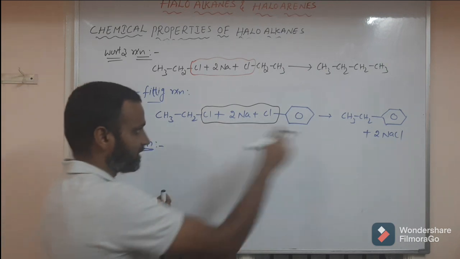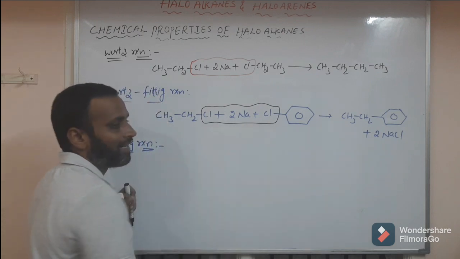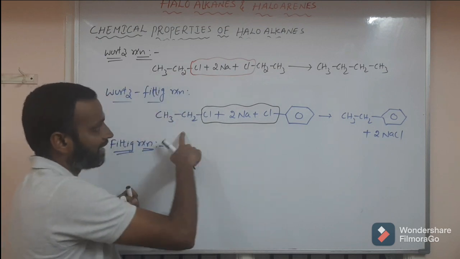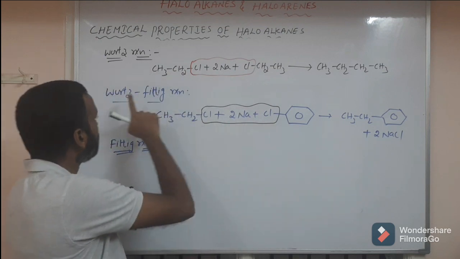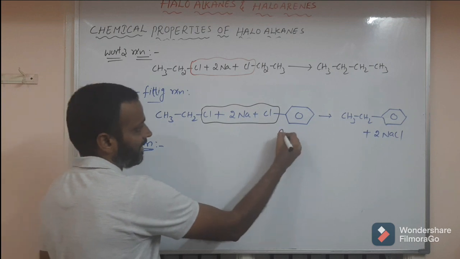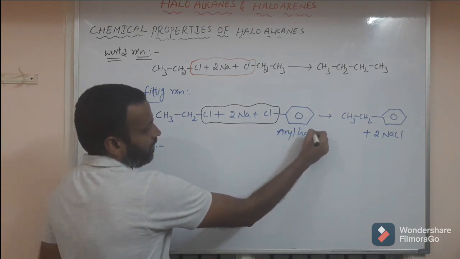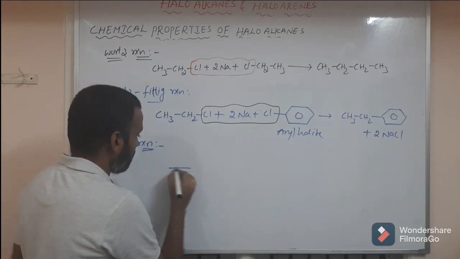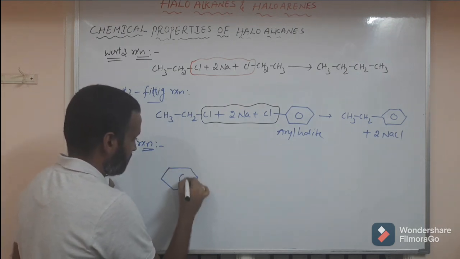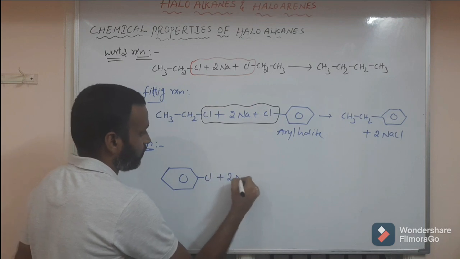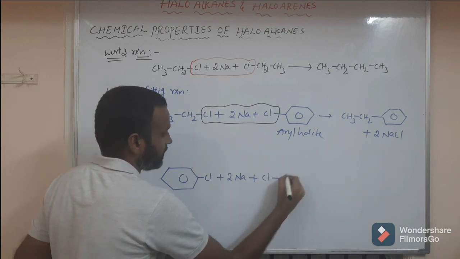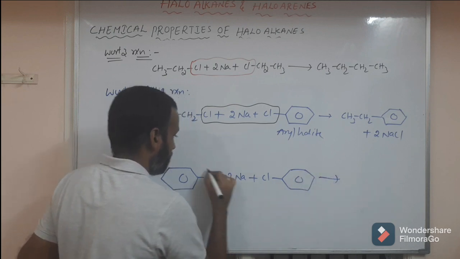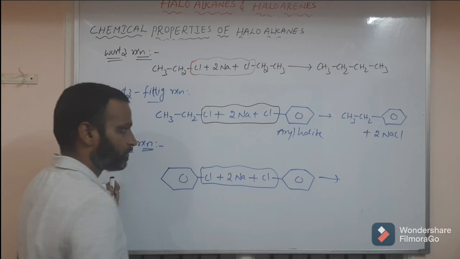Fittig reaction means very simple. Both are aryl halides you have to take. Both alkyl halides with sodium, Wurtz. Alkyl halide and aryl halide with sodium, Wurtz-Fittig. This is an aryl halide. This is an aryl halide. Now both are aryl halides. Now I am taking chlorobenzene, 2 moles. And here I am taking Cl. Okay. Now this NaCl will go.